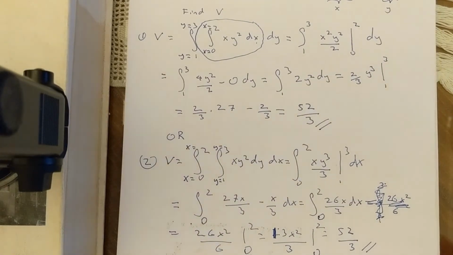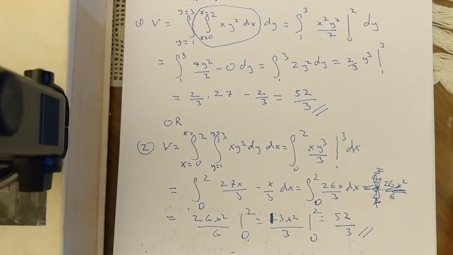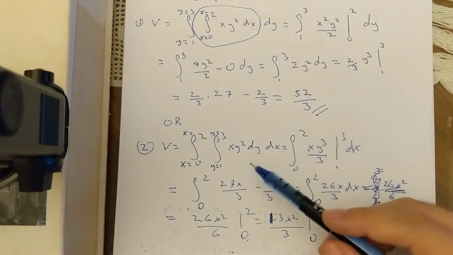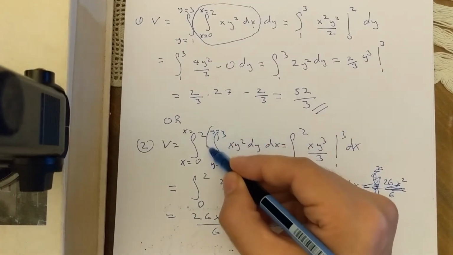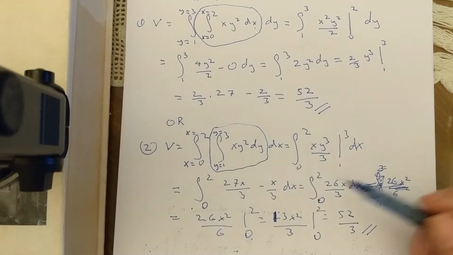So it's very important that switching is for free. You can just switch their places when you have a rectangle. You can't do that in general. So what does this mean? Well, we're taking this integral first.